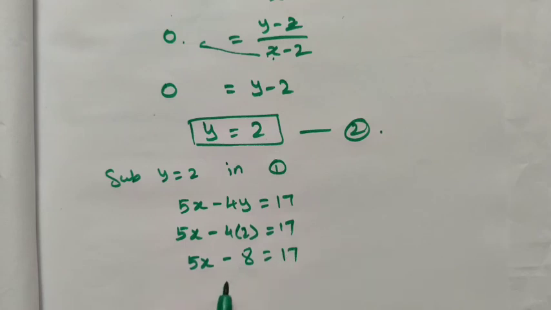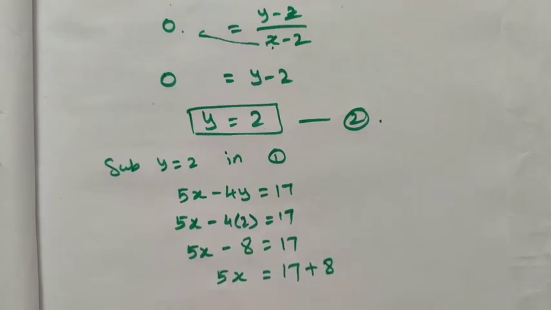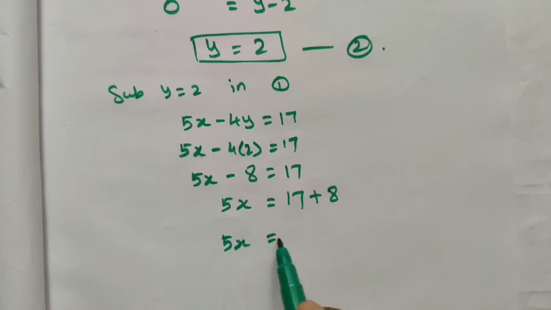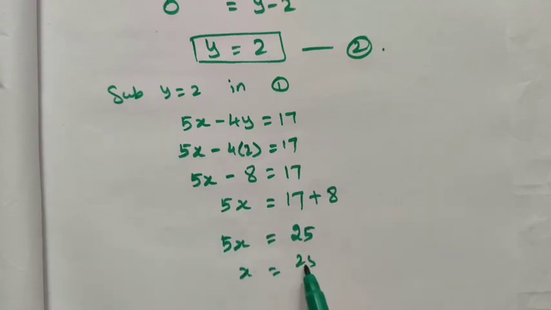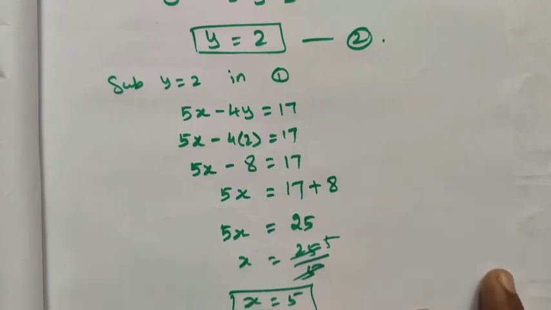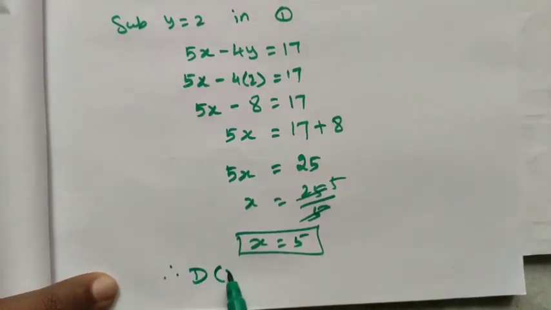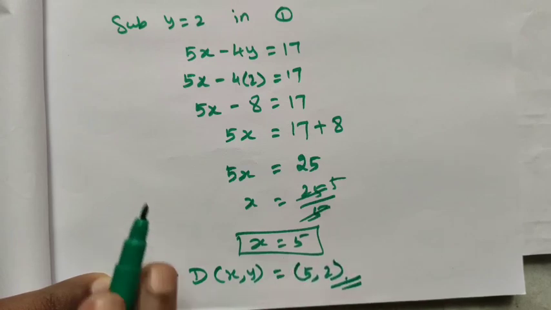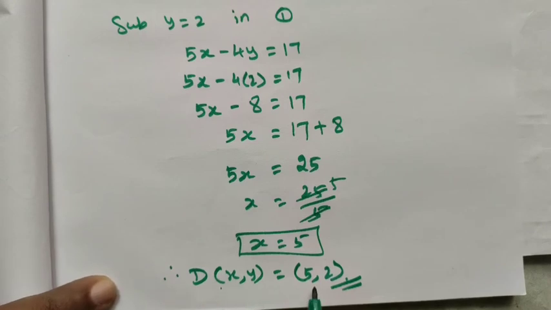I take this 8 to the other side. So 5x is equal to 17, and it has a minus symbol; if I take it to the other side we get a plus symbol. Then 5x is equal to 25. Then x is equal to 25 divided by 5. 5 ones are 5, 5 fives are 25. Therefore x is equal to 5. Therefore the point D, x comma y, is equal to 5 comma 2, is the answer. The x is equal to 5, y is equal to 2. So the D point is 5 comma 2 is the answer.